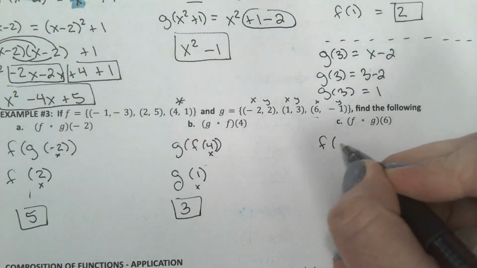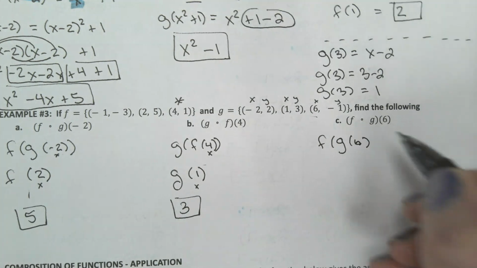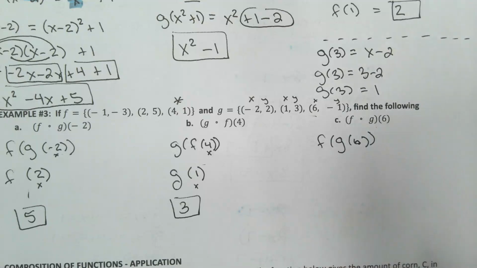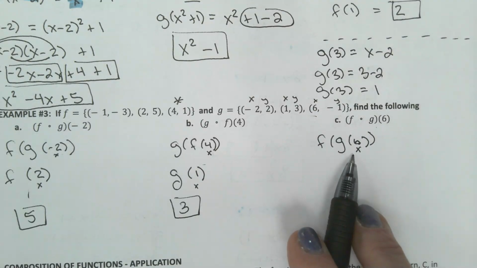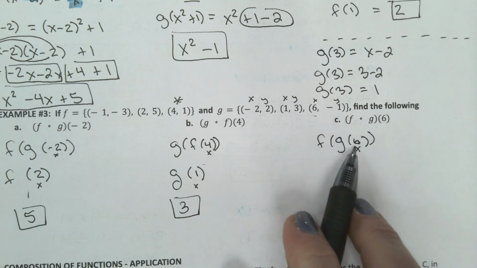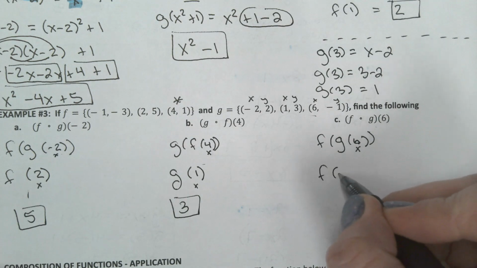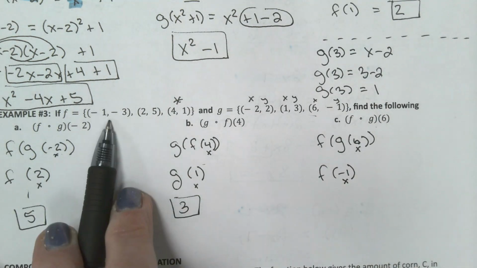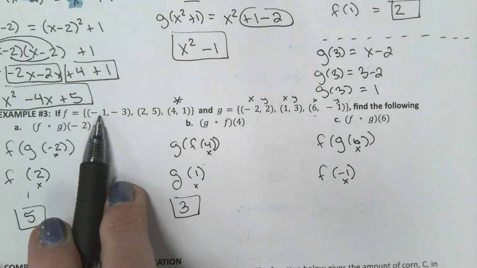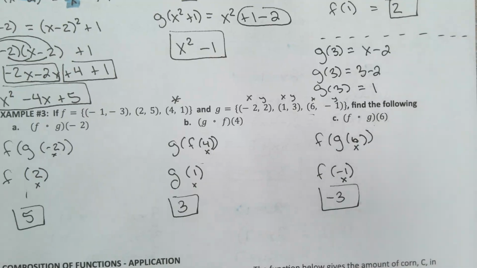Here we have f of g of 6. This says go to your g function. When x is 6, the answer is negative 1. Once again, that's your x, so you come over here to your f function. When x is negative 1, the answer is negative 3. And check out my notes for everything else.